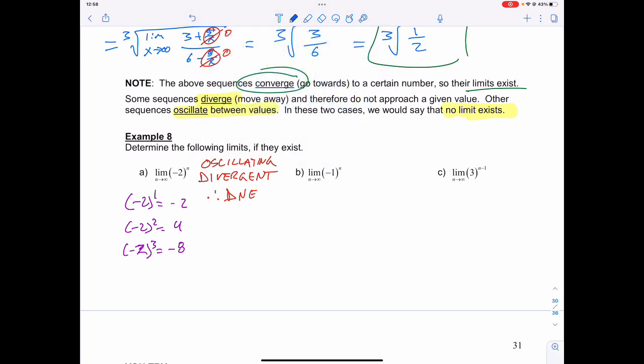In the second example, the first term is -1 to the power of 1, which is just -1. If I have -1 squared, it becomes +1. If I have -1 to the power of 3, it becomes -1 again, and so on and so forth. We just keep jumping back and forth between -1 and +1, where this is just oscillating between numbers, which means that the limit does not exist.